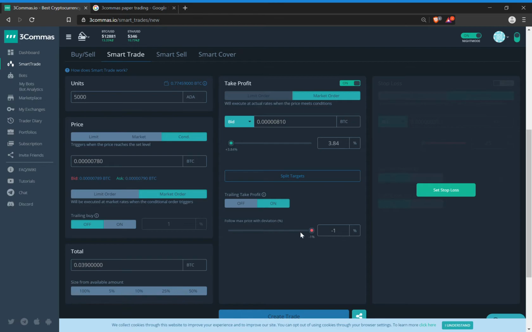Now, a lot of people ask, what kind of percentage do you deviate from that take profit price?